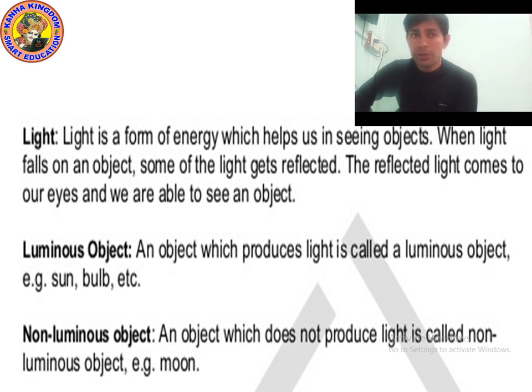We get the light from the sun. The sun gives us sunlight. When the sunlight falls on an object, what happens? It shines and starts reflecting, and when the light reflects and reaches our eyes, then we are able to see the object. When the light reflects from any object, then we can see that object. Otherwise, we cannot see the object.